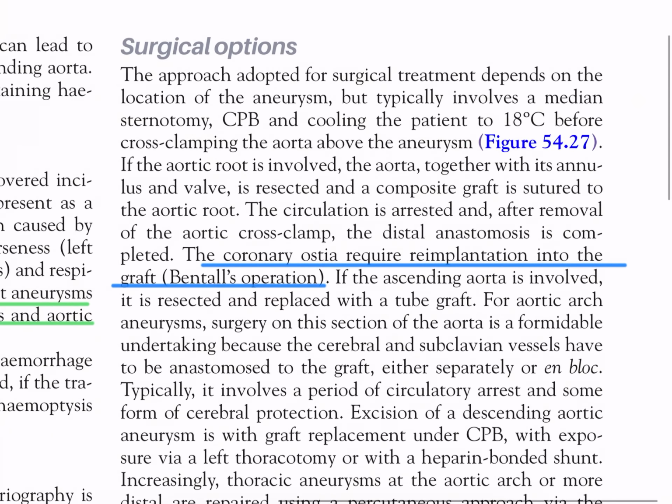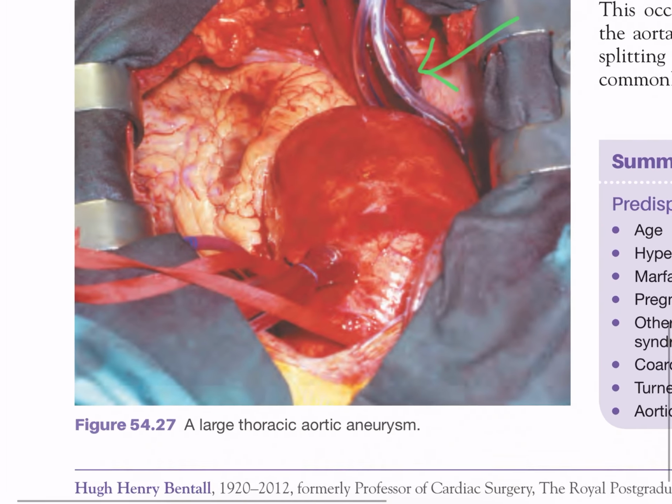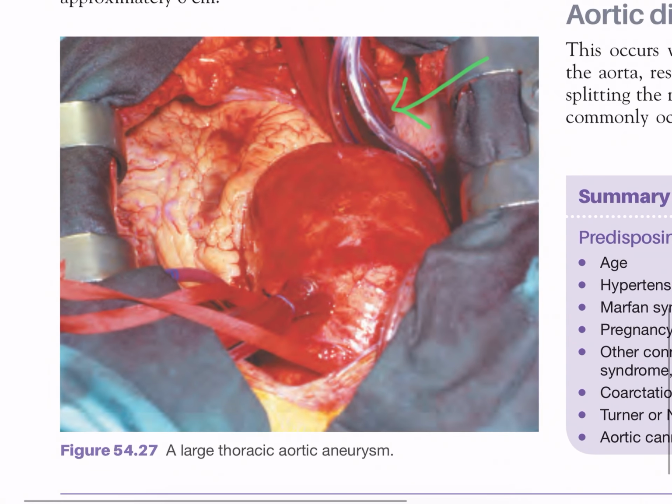Surgical options. The approach adopted for surgical treatment depends on the location of the aneurysm, but typically involves a median sternotomy, cardiopulmonary bypass, and cooling the patient to 18 degrees Celsius before cross-clamping the aorta above the aneurysm. So in this diagram, 54.27, we can see a large thoracic aortic aneurysm, and we can see the green arrow where the cross-clamping is being done above the aneurysm.